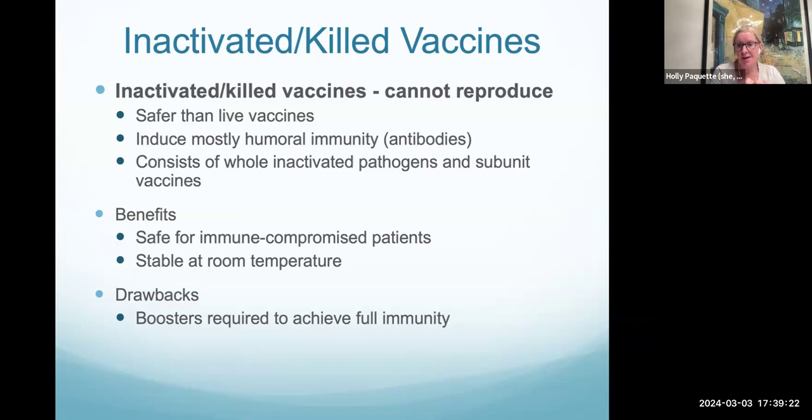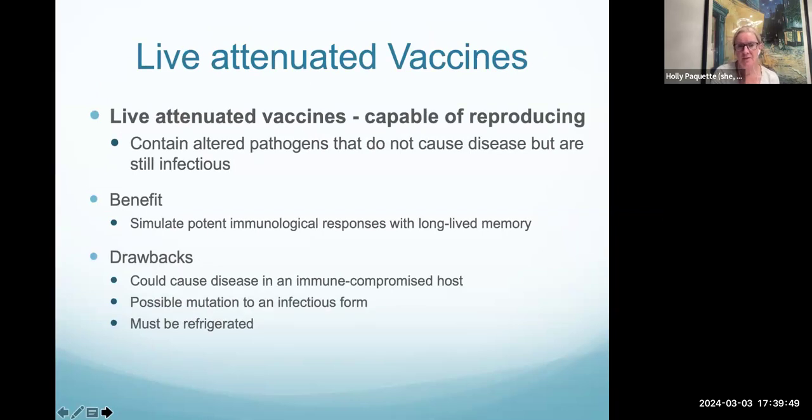In addition, they're stable at room temperature. So if you think of places that are more rural or less developed and don't have access to keeping things cold in a fridge or freezer, they have a shelf life, right? They can be at room temperature. The drawback is that often you have to have multiple shots. You have to have multiple boosters in order to have immunity to whatever it is that you are being vaccinated for. The next group would be what we call our live attenuated vaccines.